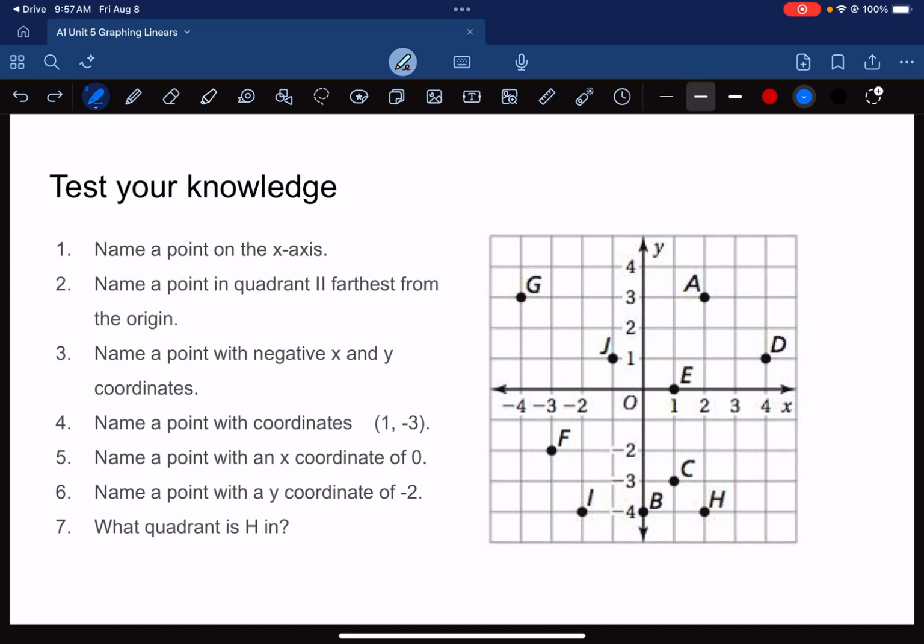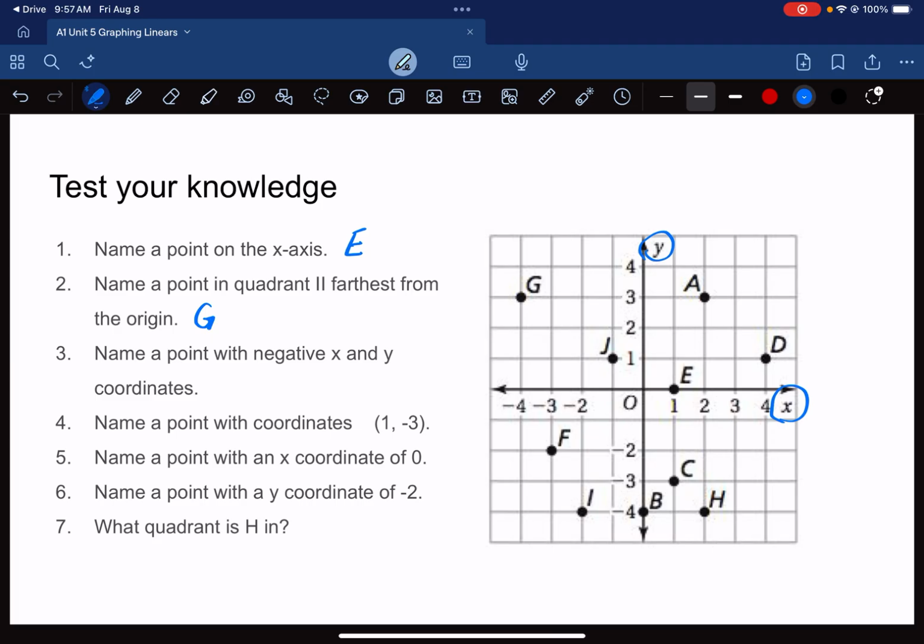All right, so now a point on the x-axis. I only see one on there, and it is point E. This being the x-axis you see there. This is the y-axis. Name a point in quadrant 2 farthest from the origin. Well, there's two in there. There's J and G, but G is the one that is furthest away.